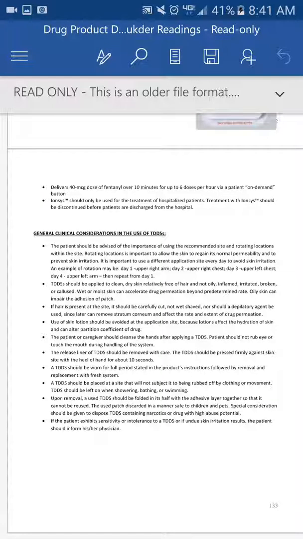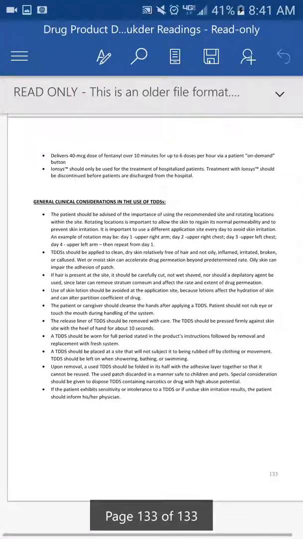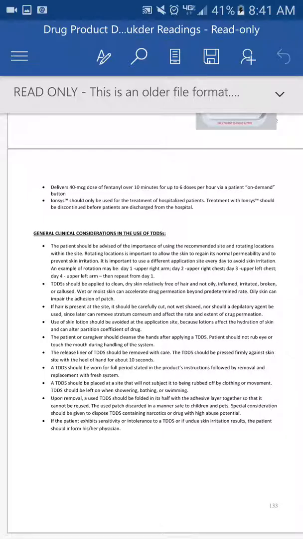upper left, repeat. TDS shall be applied to clean, dry skin, relatively free of hair, not oily, inflamed, irritated, broken, or calloused. Wet or moist skin can accelerate drug permeation, and oily skin can impair it. If hair is present at the site, it should be carefully cut, not wet shaved, and you should not use a depilatory agent, something that would bleach the hair off, since it can remove the stratum corneum and affect the rate and extent of drug permeation. So no harsh chemicals, okay?